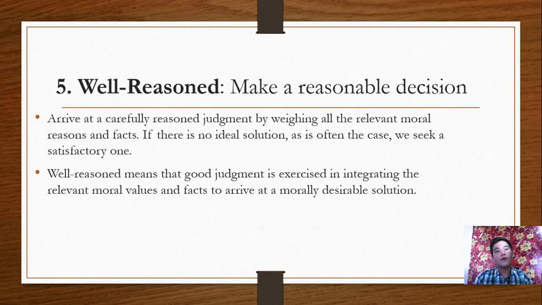So next, reason. Well, reason is making a reasonable decision. Arrive at a carefully reasoned judgment by weighing all the relevant moral reasons and facts. If there is no ideal solution, as is often the case, we seek a satisfactory one. So we need to balance all the relevant moral reasons and facts. We need to balance it, or we need to judge it in a good way, or we need to think through our judgment before doing this.